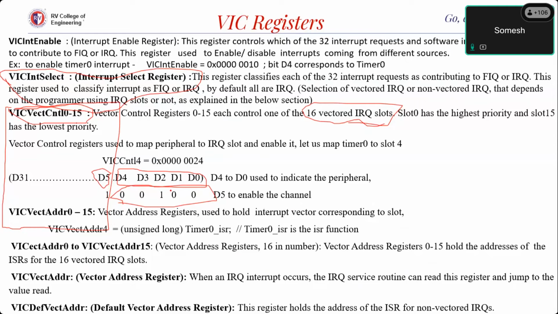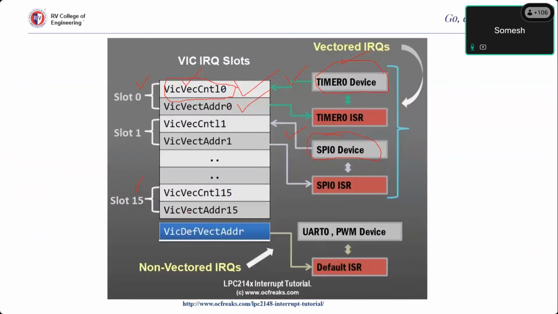So now let's understand the purpose of another register called the vector address register. Now a given channel has two registers. One is a control register, the other is an address register. Whenever an interrupt is generated from timer 0, the slot knows that it is from timer 0 because you indicated it in the bits 4 and it's also enabled.